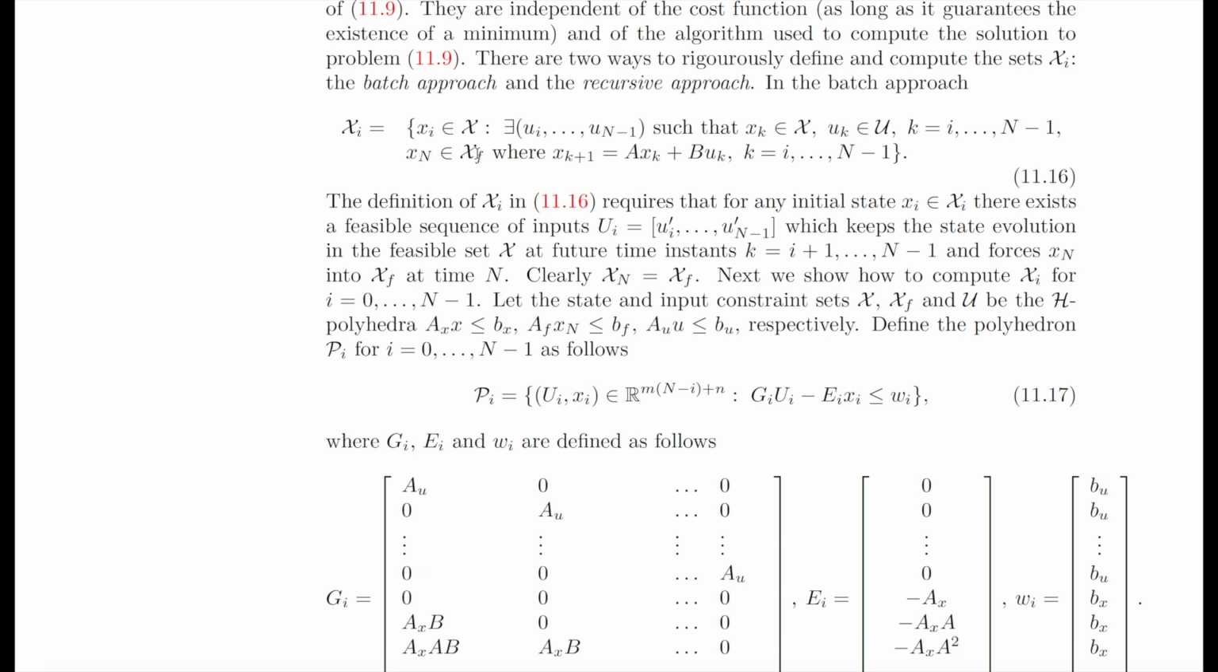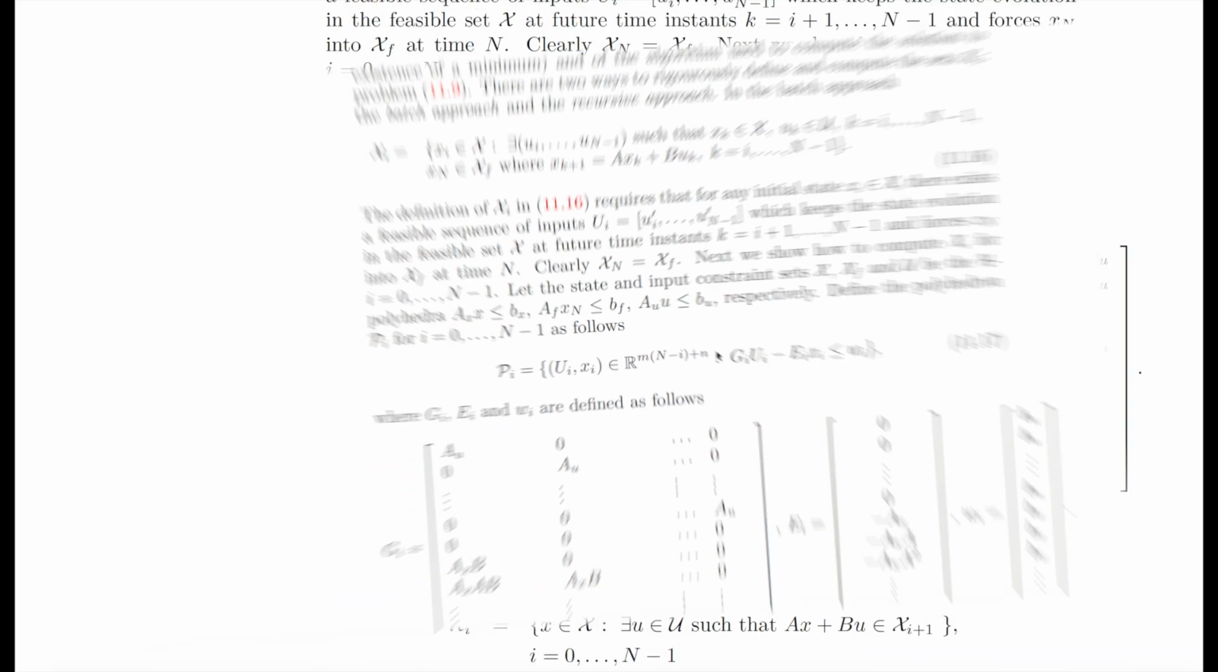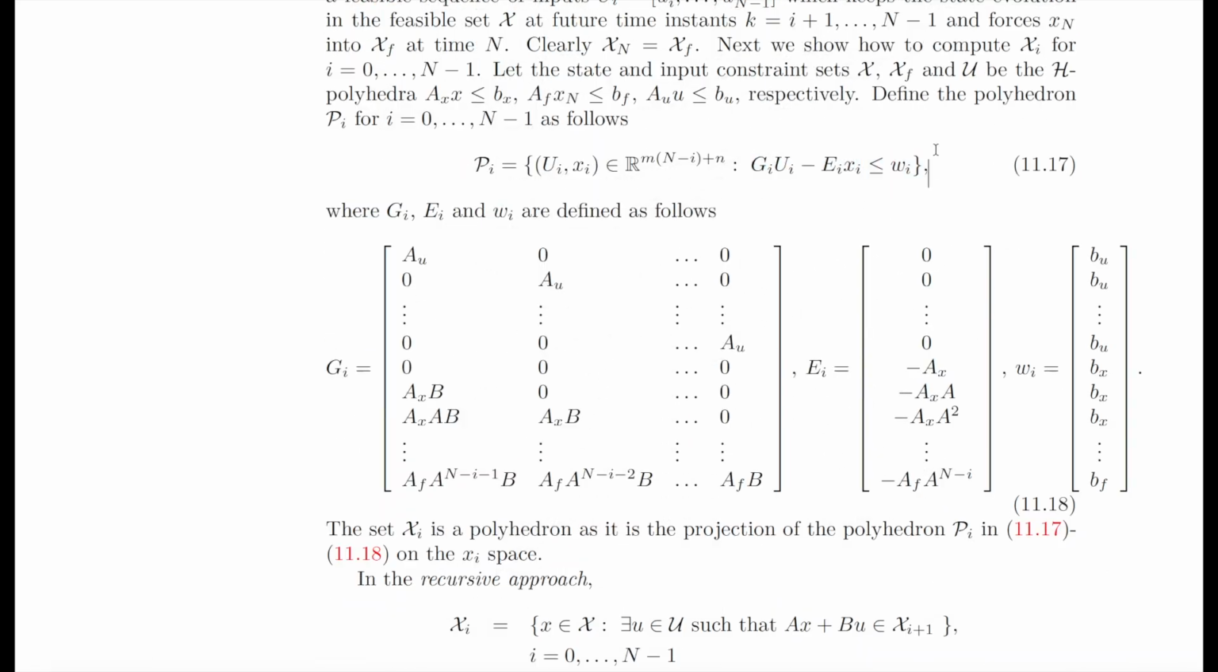If we want to rewrite the input and state constraints in this form, we know that A_x x is less than or equal to b_x, and the final state verifies this expression, and the inputs u verify these constraints. We can write everything in a compact form. So we have this important expression: this big G_i is multiplied by u, this big E_i multiplied by the state, and all of this is less than or equal to this big vector W_i.